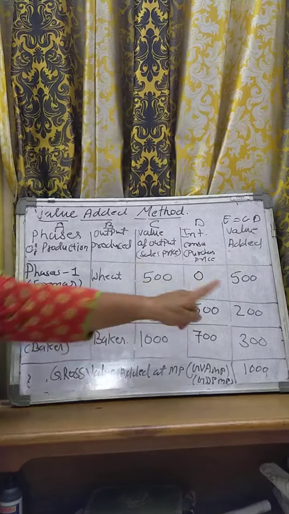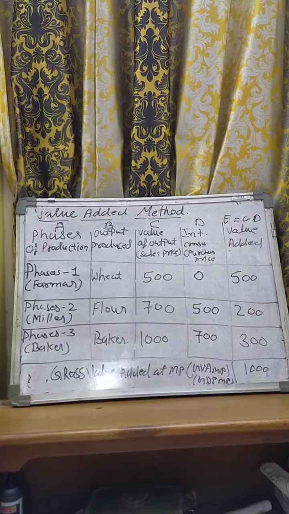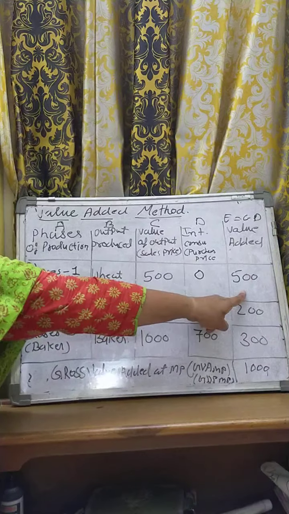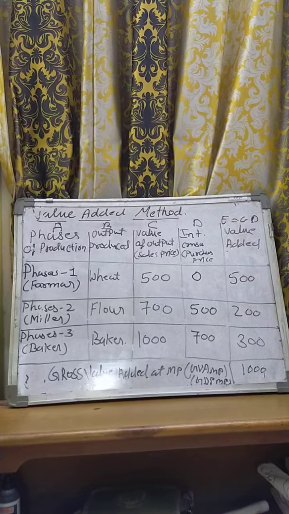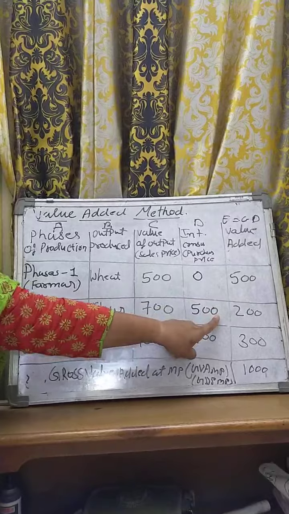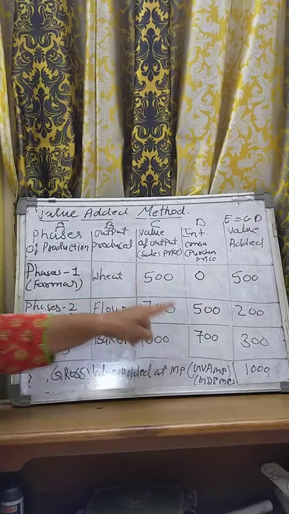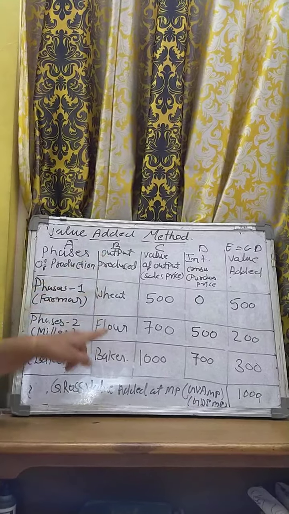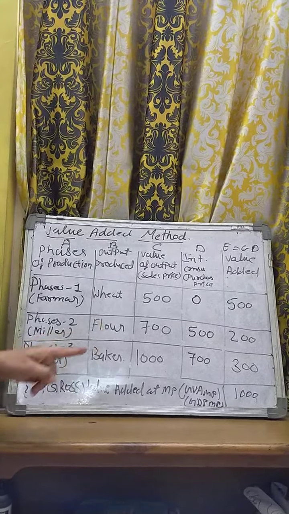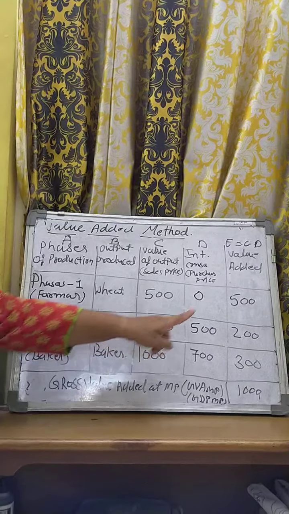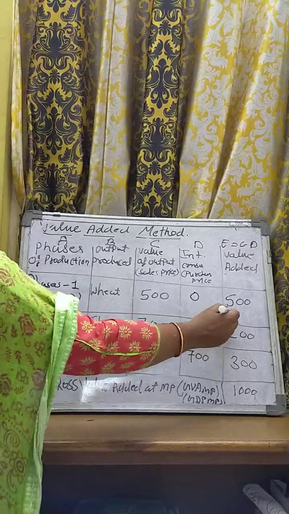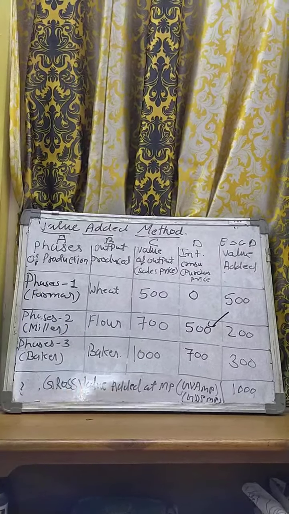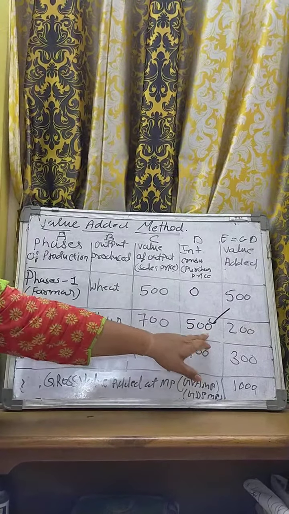Now second phase, this is the wheat. Clear. In first phase we get the wheat only. So what is the wheat's raw material? So intermediate consumption means the raw material or purchase price. So now second phase, miller. The miller's output is flour. What will the miller give us? Flour. Now raw material: the miller takes the wheat from the farmer for rupees 500. He got the raw material for 500.